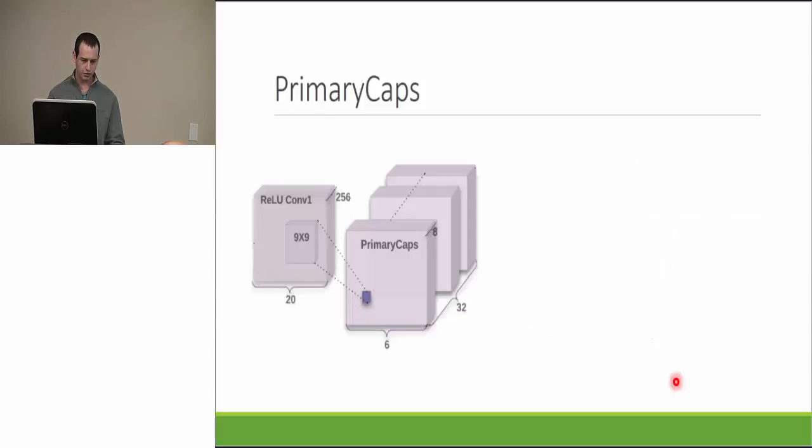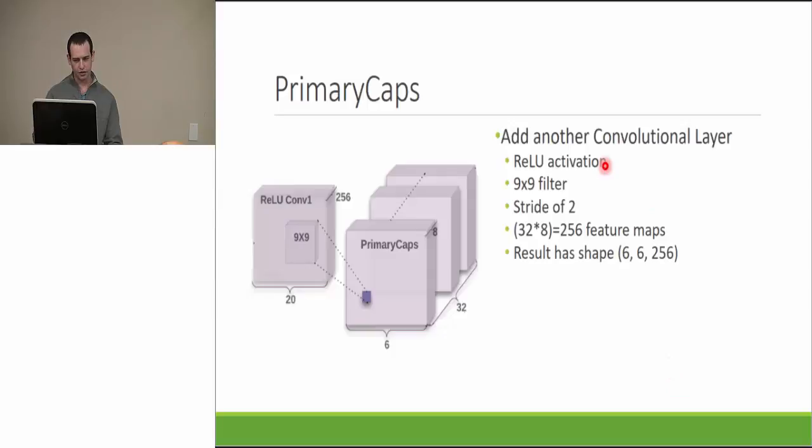Then we want to create the first capsule layer. We're using a convolutional capsule layer. To do this, we just add another convolutional layer, 9x9 filter, this time a stride of 2, and we're going to take 256 feature maps. This is because we want 32 different channels of capsules, so 32 different types of capsules, and each of the capsules are 8 dimensional vectors. So we get 256 feature maps, and the resulting shape is 6x6x256. So we have 256 feature maps, each 6x6.